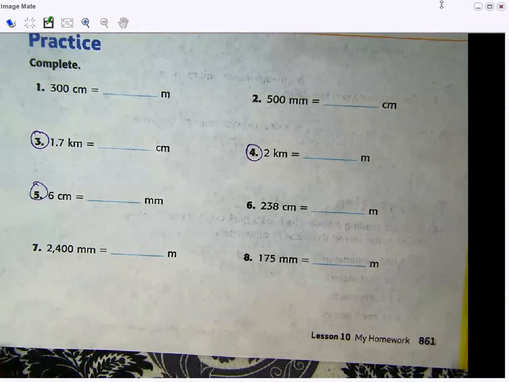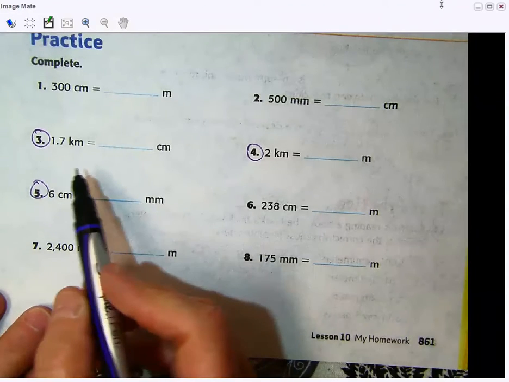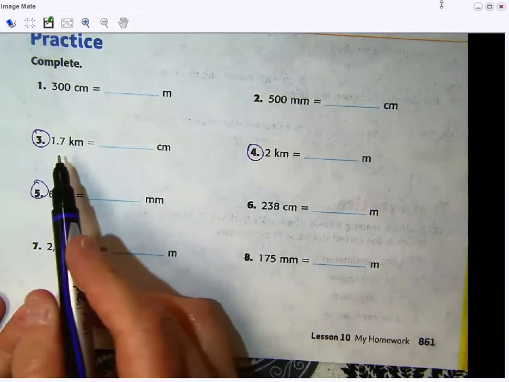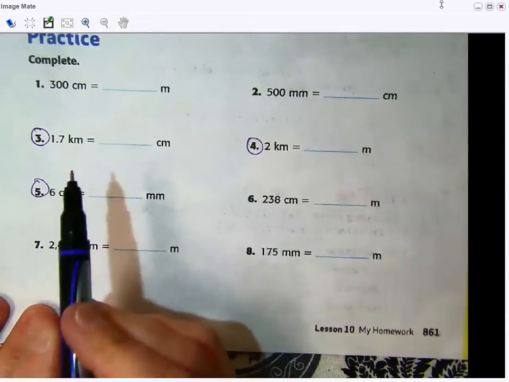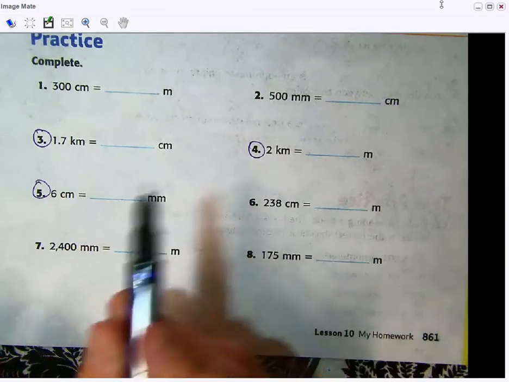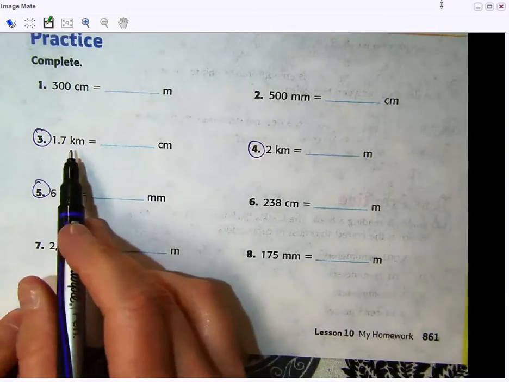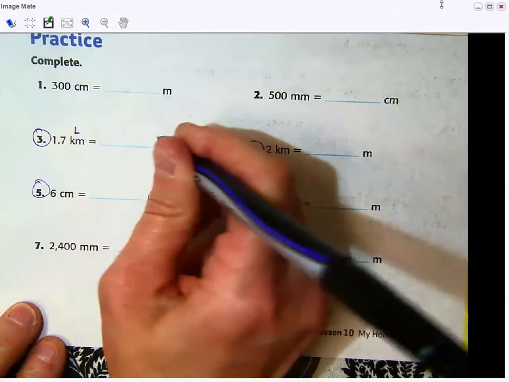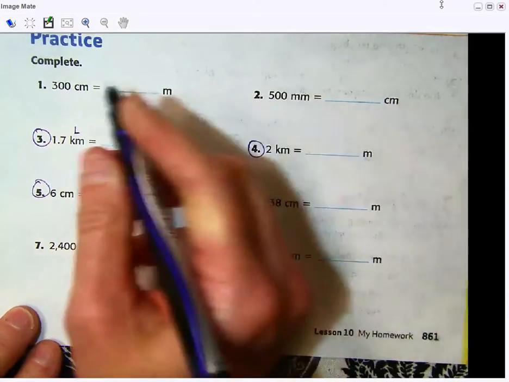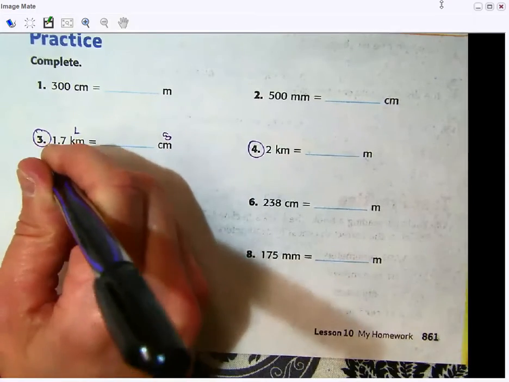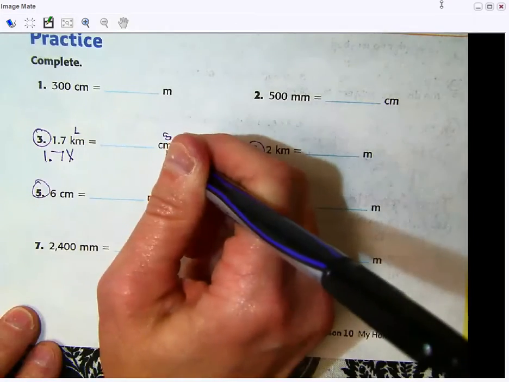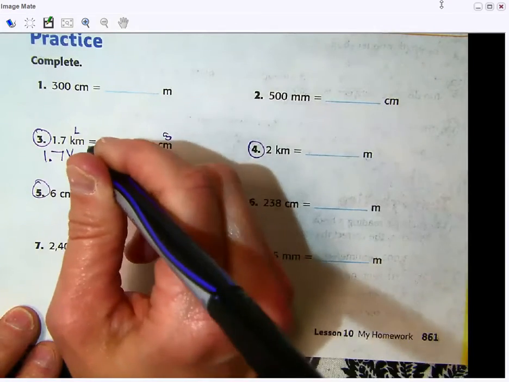All right, on page 861, we are doing number 3, 4, 5. So with number 3, again, remember, pause to do your calculations before you check. So we're looking at kilometers to centimeters, and you're going to multiply. So we need to find out how many centimeters are in 1 kilometer.